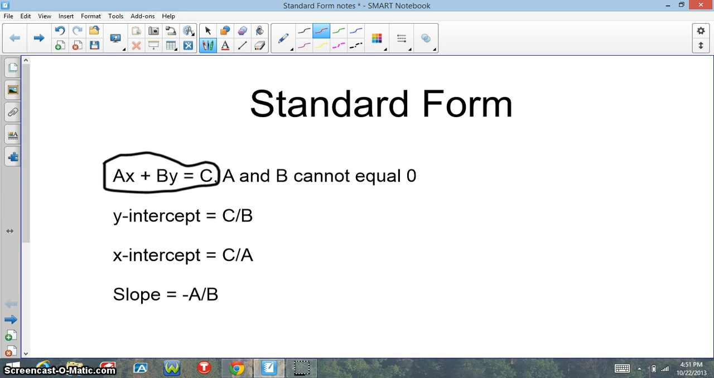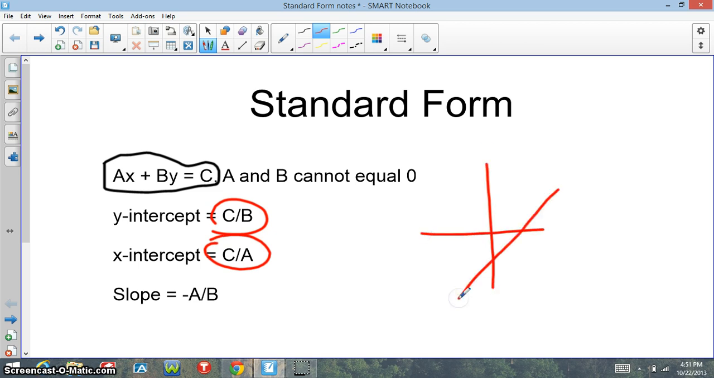What standard form allows us to do is easily find our x and y intercepts. Our y-intercept can be found by taking c divided by b, and our x-intercept can be found by taking c and dividing it by a. Because remember, I'll just draw a quick picture here. If I've got a line that looks like that, our x-intercept is where our graph crosses the x-axis. That's where our y is 0.